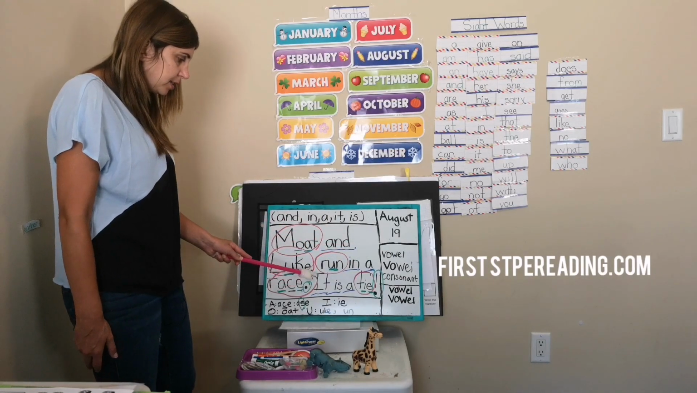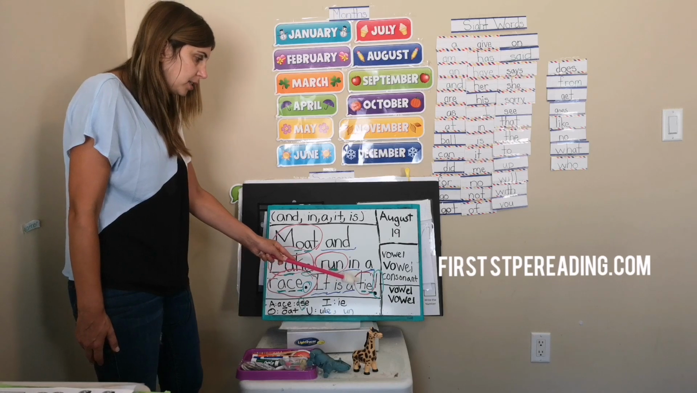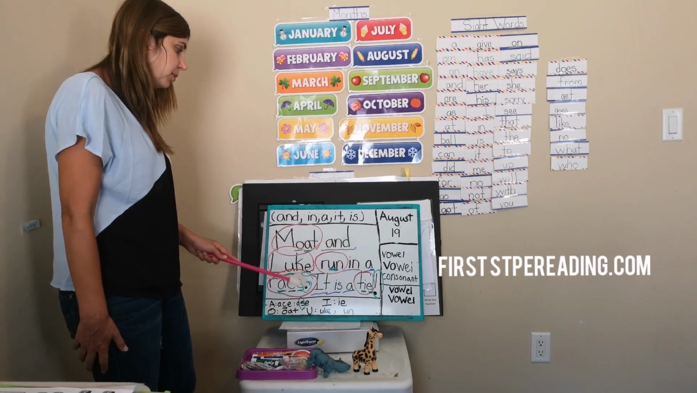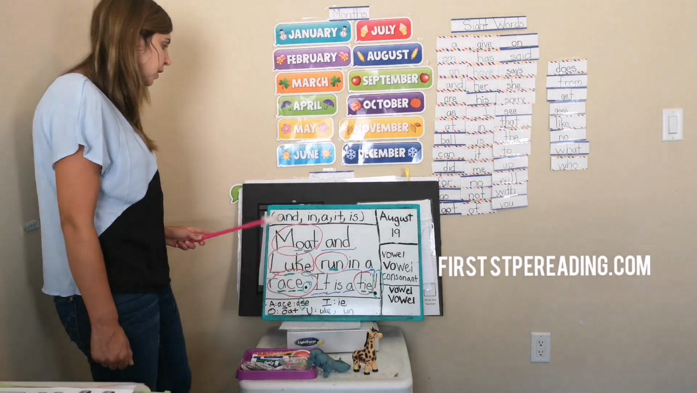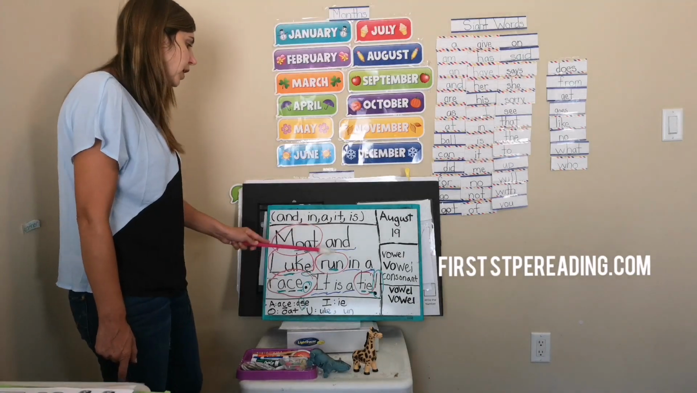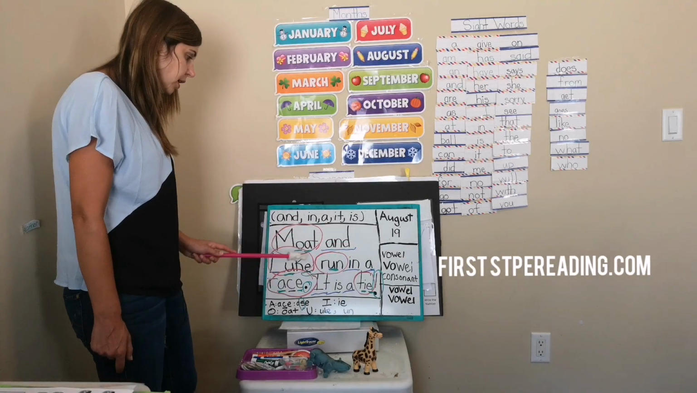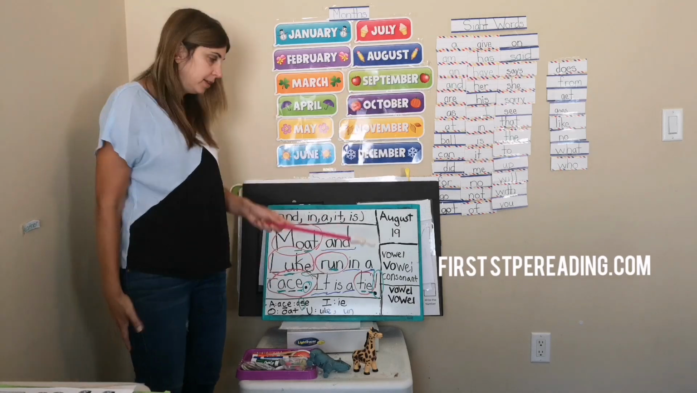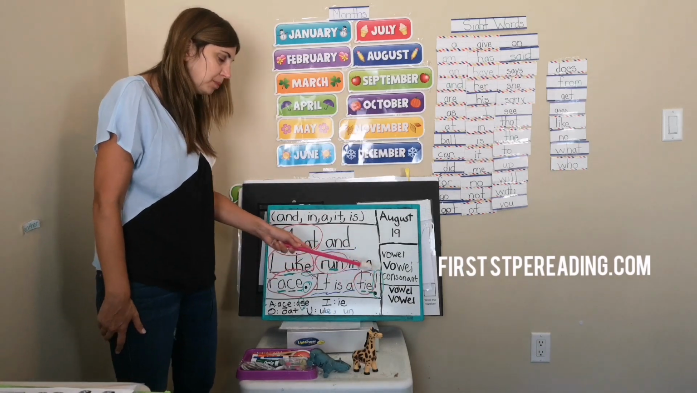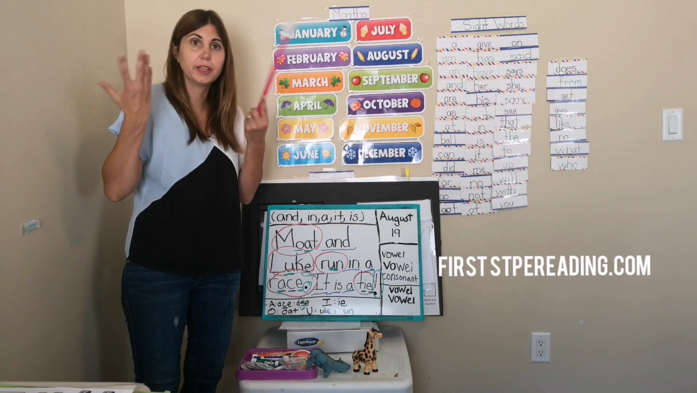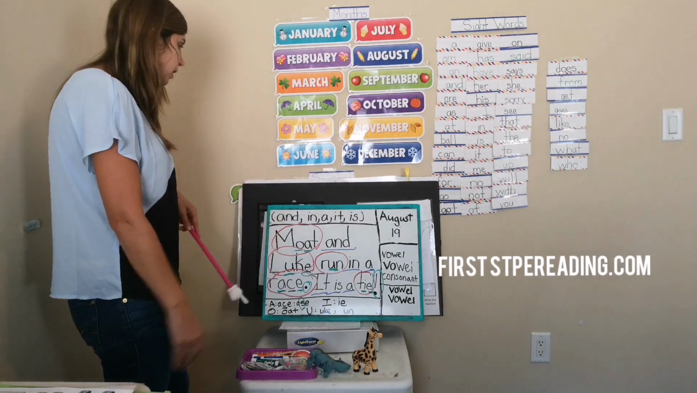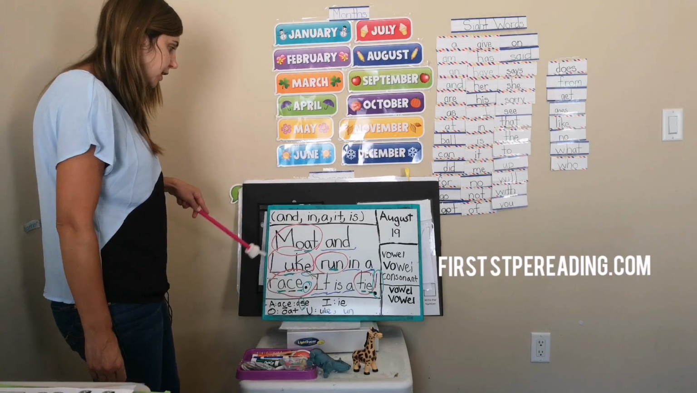Now next sentence. It is a tie! Now I'm going to read the whole thing with expression. Moat and Luke run in a race. It is a tie! That's what the exclamation mark means. See how I shouted that? That's with expression. So those are our 2 sentences of today.